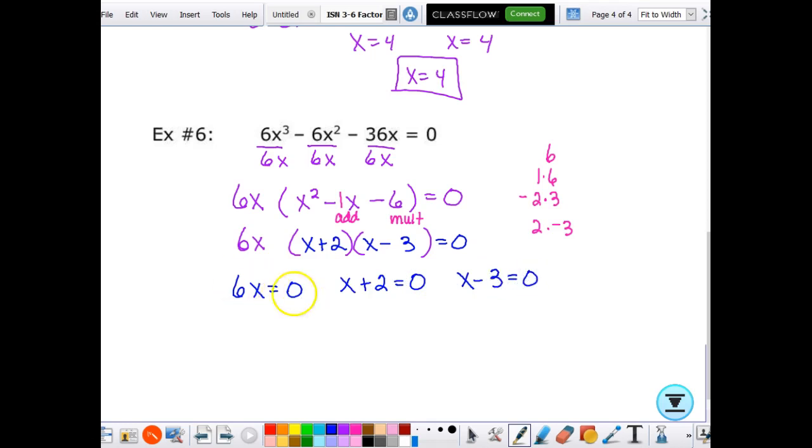This time we can't mark this out because it has an x in it. In the past we were getting 2 equals 0, we can mark it out. 3 equals 0, we can mark it out. Negative 4 equals 0, we can mark it out. But this time we have an x, so we actually divide by 6. x equals 0. So we're going to have 3 solutions this time.